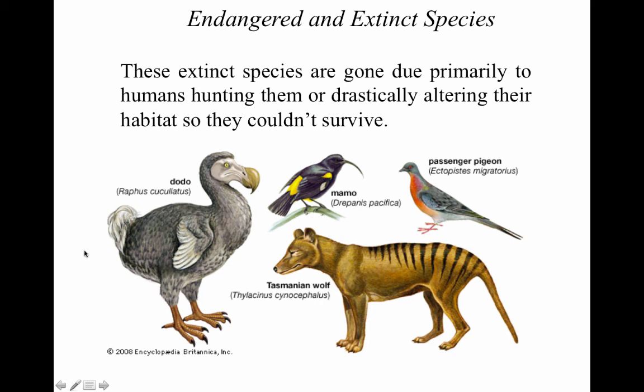Endangered and extinct species, pretty much due to human interaction: the dodo bird. It's kind of a funny name, but the reason it went extinct is that it wasn't afraid of humans, and look what it got. So any animal not afraid of humans might be led to extinction. And the passenger pigeon is another famous example.